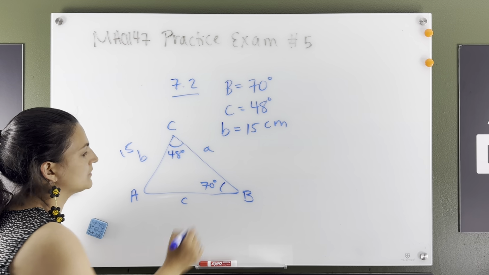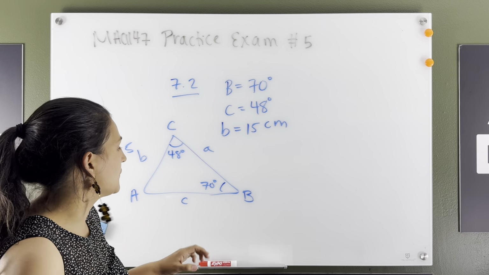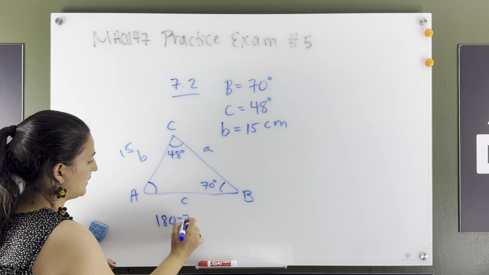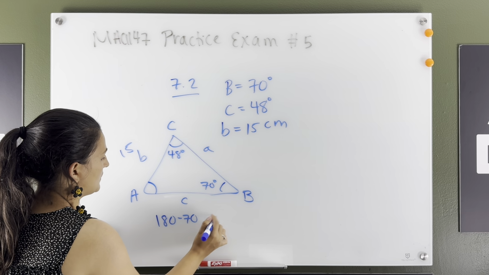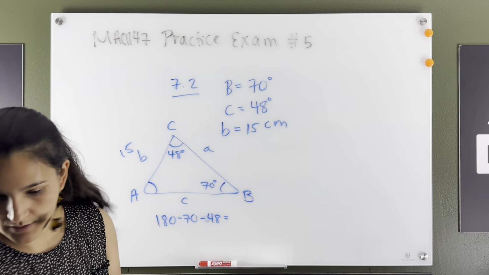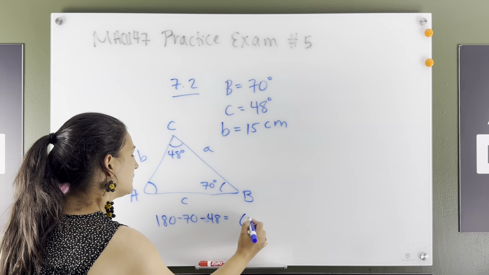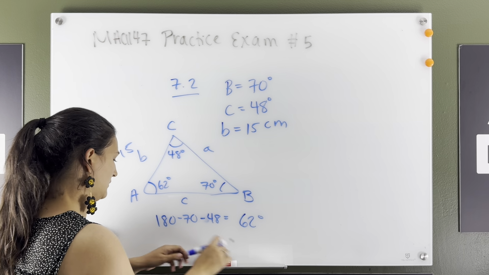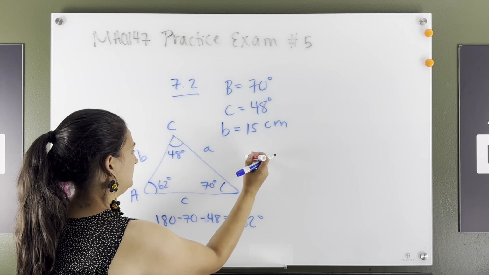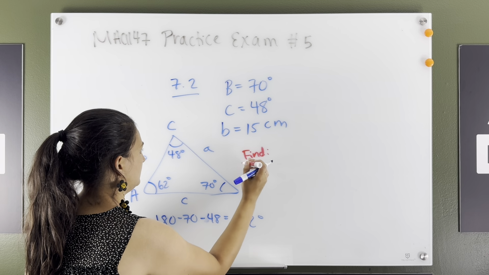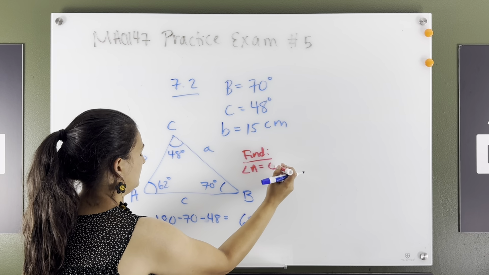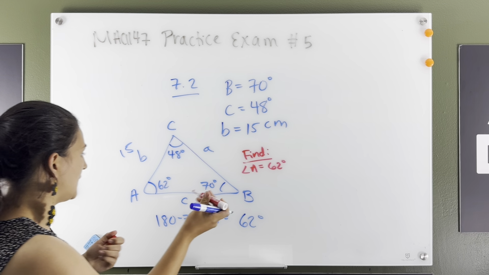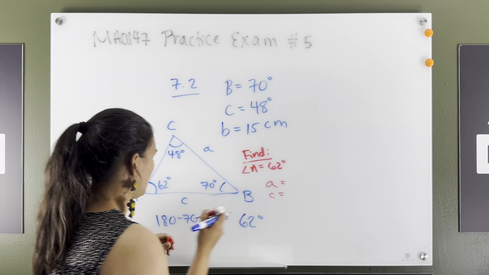Now we know that the three angles in a triangle have to add up to 180. So we can easily get this angle since they gave us two of them. So we could do 180 minus 70, which is 110, and then subtract 48, and we get angle A of 62 degrees. Okay, so that was easy. Now we still need to find side A and side C, and that's where we'll use the law of sines.